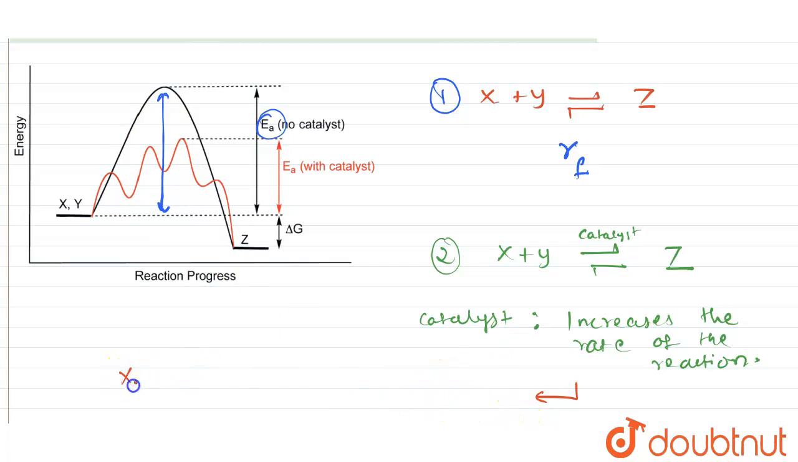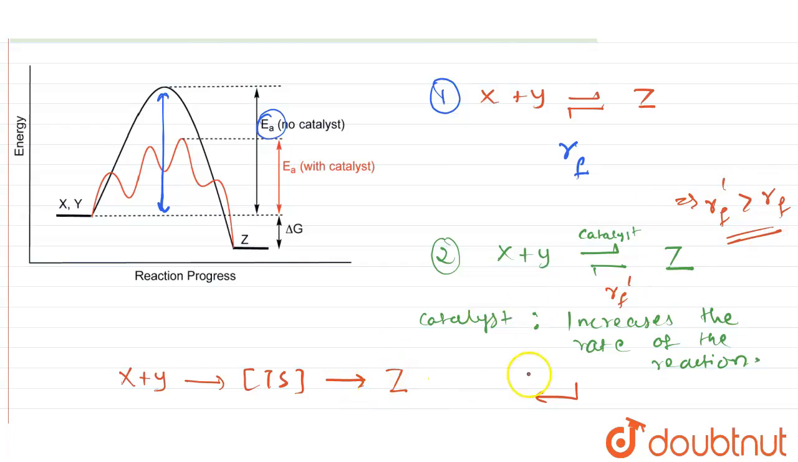If you see, X plus Y initially we had, right? It forms a transition state, and this transition state forms the product Z. Now the energy required for this transition state to be acquired when catalyst is present is quite less compared to the reaction in which there is absence of catalyst. Suppose the rate of this reaction is RF dash. So the rate RF dash is always going to be greater than RF, because of the presence of catalyst.